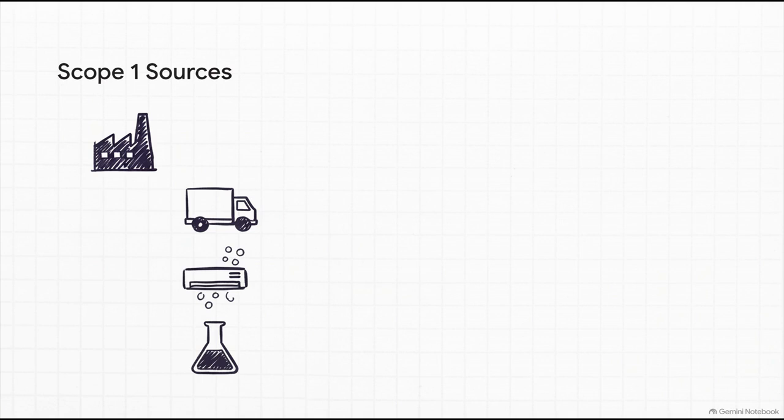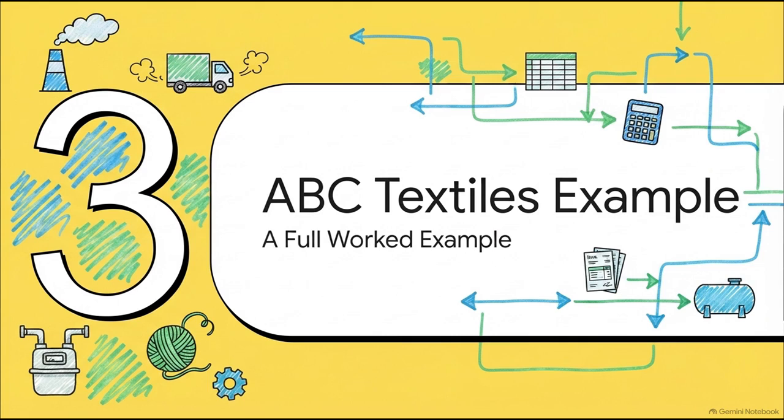Finally, process emissions. These are highly specific and come from chemical reactions rather than burning fuel. For instance, the actual chemical process of manufacturing clinker at a Lahore cement plant releases CO2 directly from the raw materials themselves. All right, Section 3, calculating ABC Textiles, a full worked example.